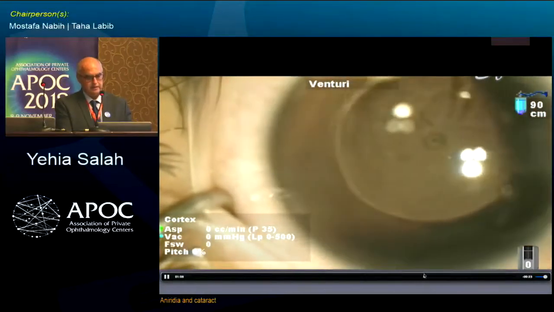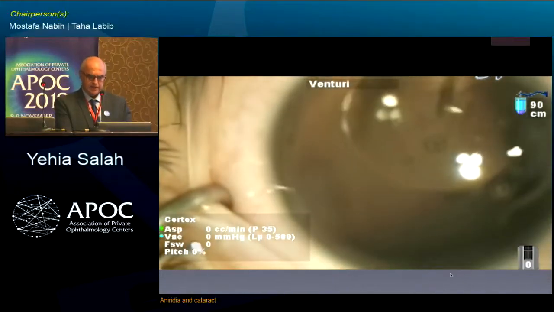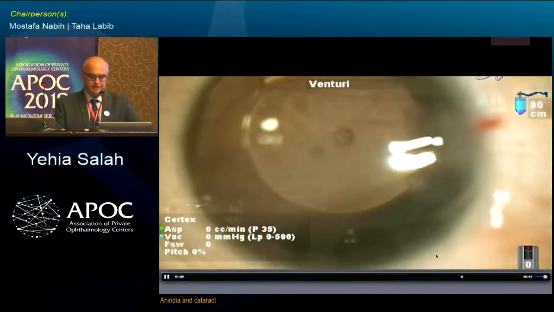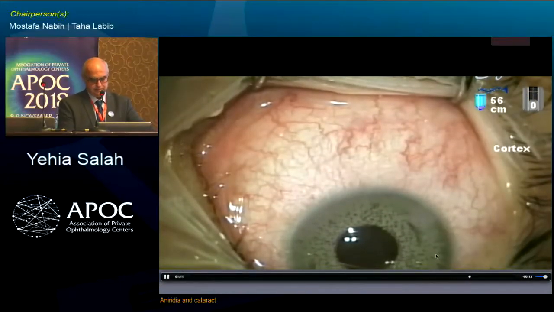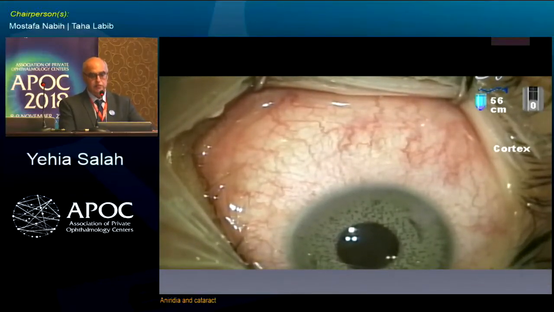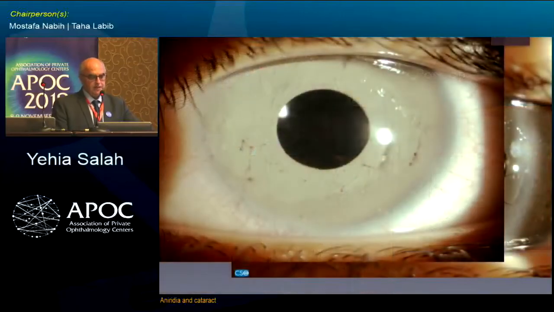And then we thought of treating this aniridia by injecting an iris prosthesis in the sulcus in front of the lens. You can implant it in the bag. You can trim it and implant it in the bag. This is the post-operative course of the patient.